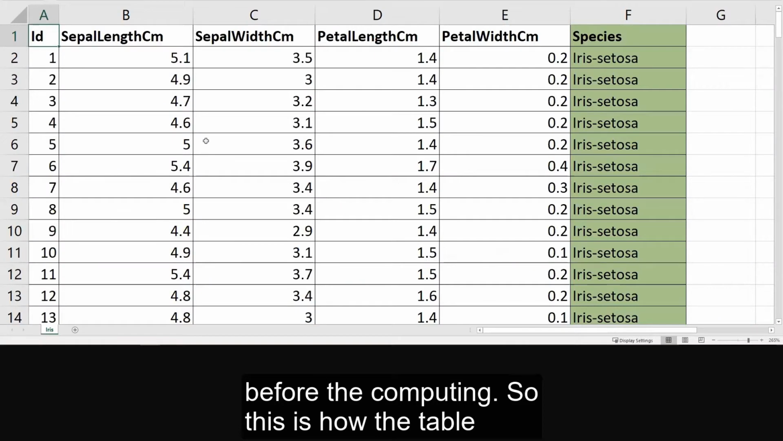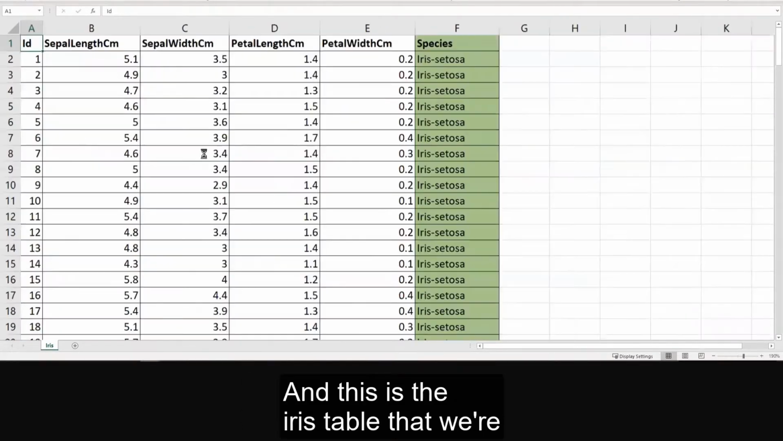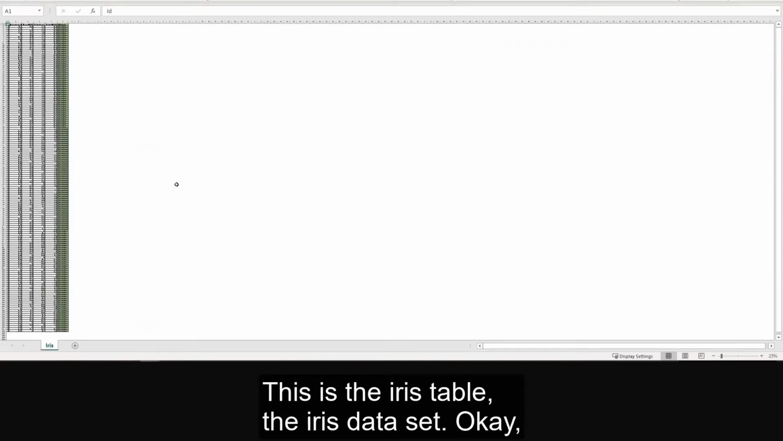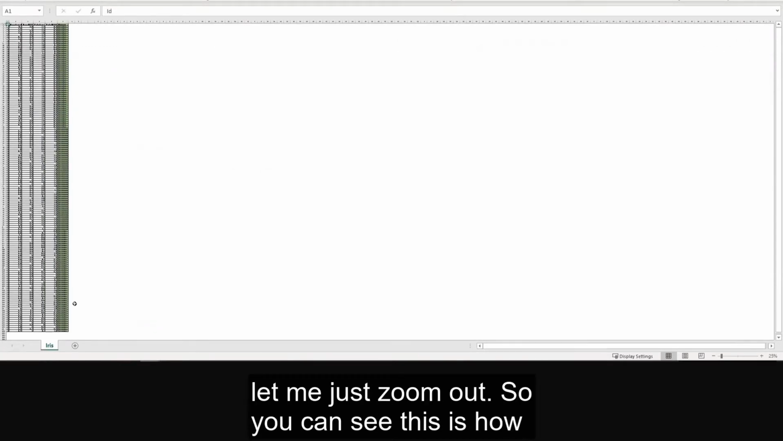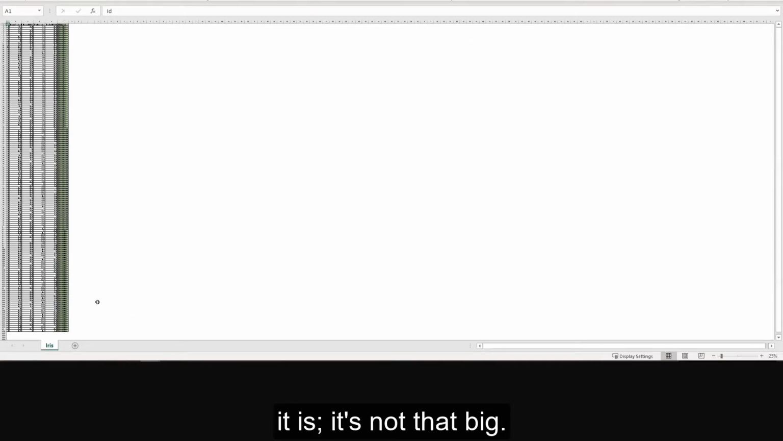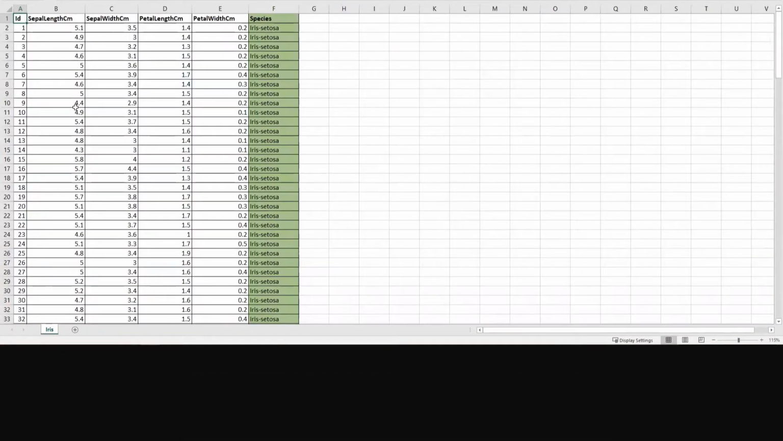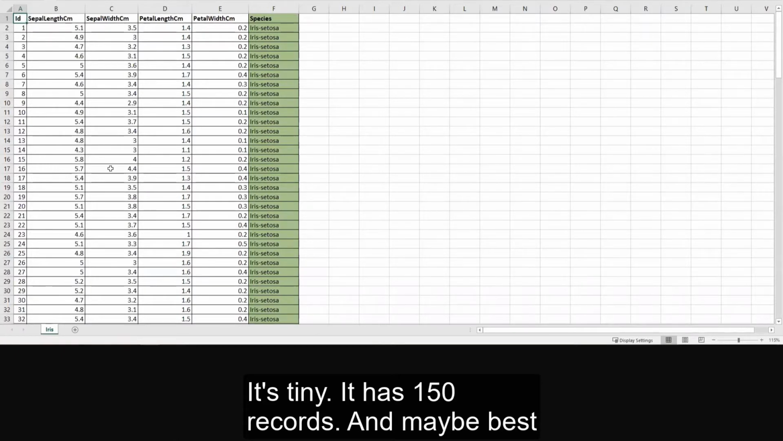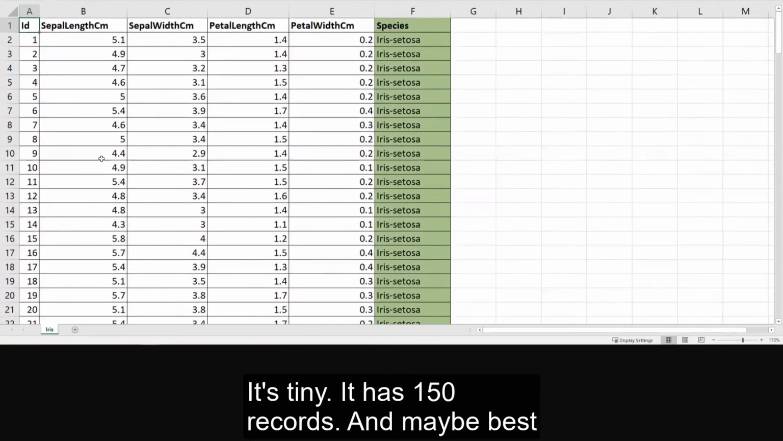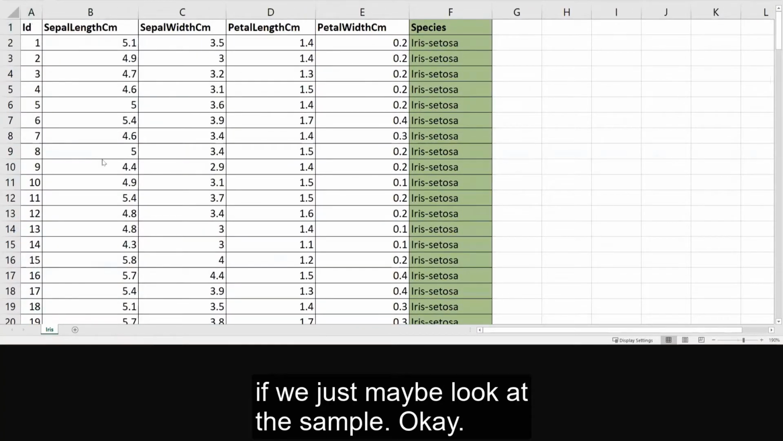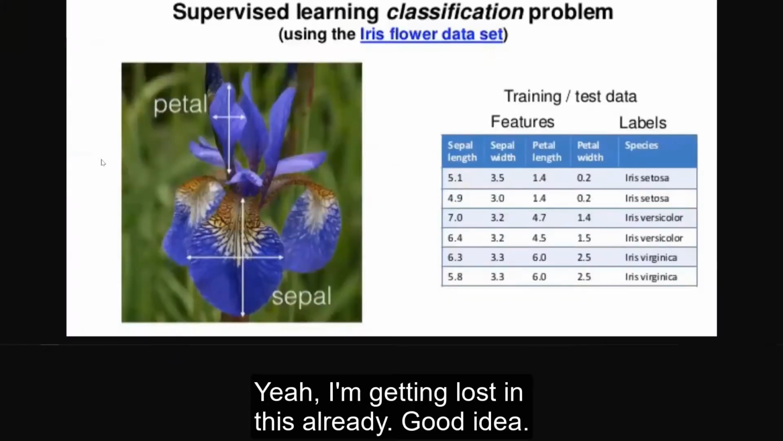So this is how the table looks. This is the iris table, the iris data set. Let me just zoom out so you can see. It's not that big. This is not that big? That looks like a lot of information, Magic. It's tiny. It has 150 records, and maybe best if we look at a sample. Okay. Yeah, I'm getting lost in this already.